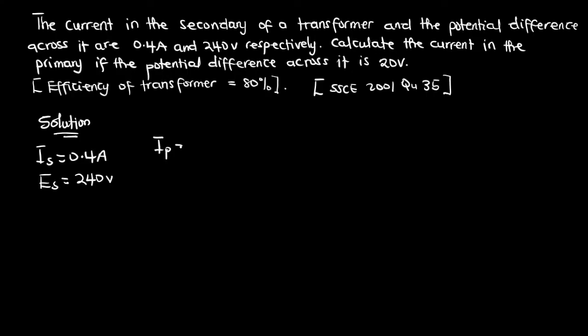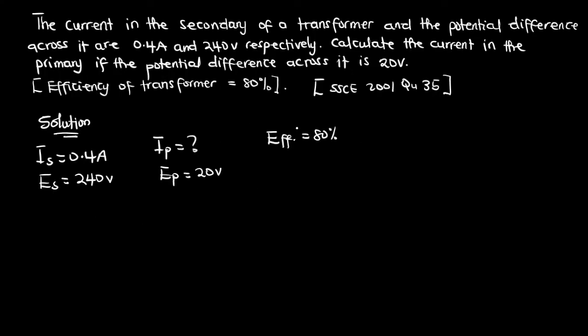So IP is unknown if the potential difference, which is EP, is equal to 20 volts. Remember, we're given that the efficiency is equal to 80%, right? Now if I look at this, the voltage in the primary is 20, the voltage in the secondary is 240. It means that the transformer was supplied a lower voltage to produce a higher voltage, which is what we call a step-up transformer. All right, so let's look at the solution to this particular problem.